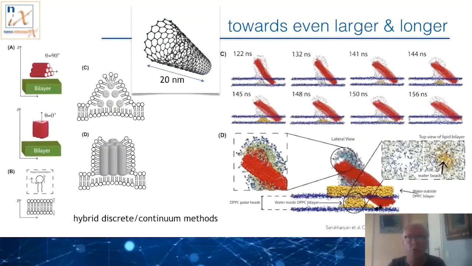And something that we're also looking at is going to even larger and longer scales. So there is a hybrid discrete continuum method, which even coarsens beyond the Martini model that we considered. And this is an example which looked at carbon nanotubes. In solution, they bundle in these kind of bundles. And the question is, okay, if these bundles meet a membrane, how do they interact with the membrane? And actually, this is a simulation of a quite long bundle, 20 nanometer long, interacting with the lipids and actually extracting lipids from the membrane and thereby destabilizing the membrane.